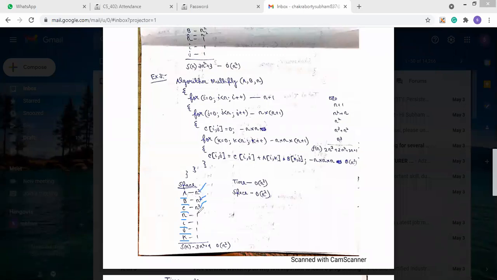That's why all the values are 1. And then we will calculate all the values and add them, and it will be 3n square plus 4. The highest degree of n is n square, so it will be order of n square. So our time function is in the order of n cube, and our space function is in the order of n square.